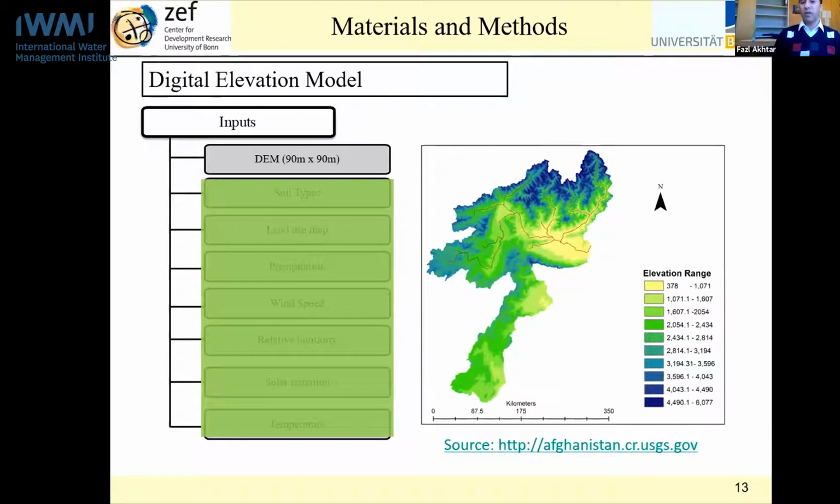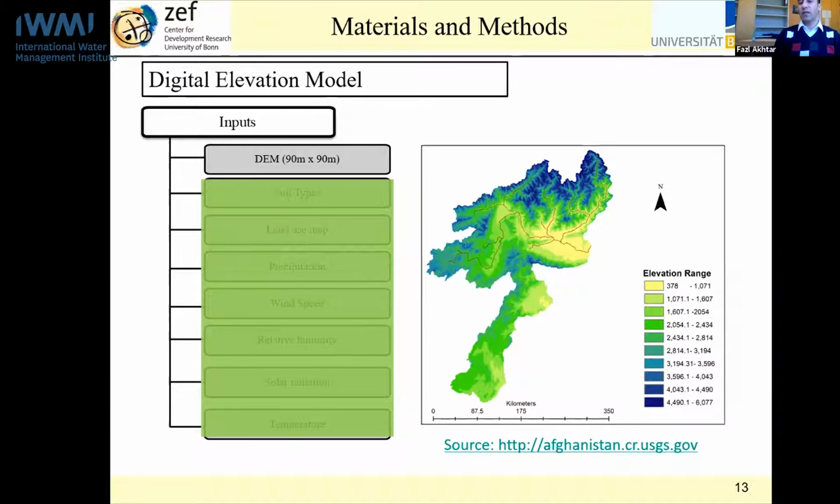Digital elevation model, one of the key inputs for this model, is the digital elevation model. We downloaded it from the USGS. It has already been processed by USGS for Afghanistan. The sinks have been filled already. The resolution we used was 90 by 90 meter, although we now have 12.5 meter also available online. But since this was a study from a few years back, we used this one.